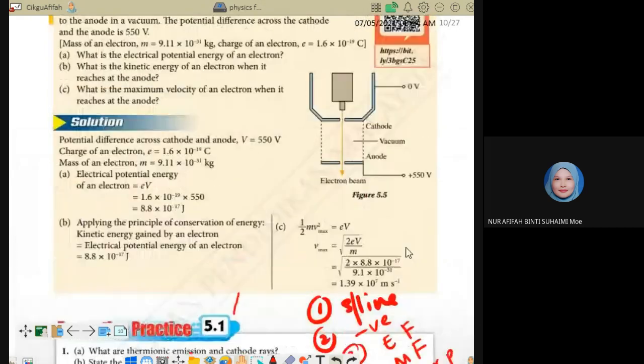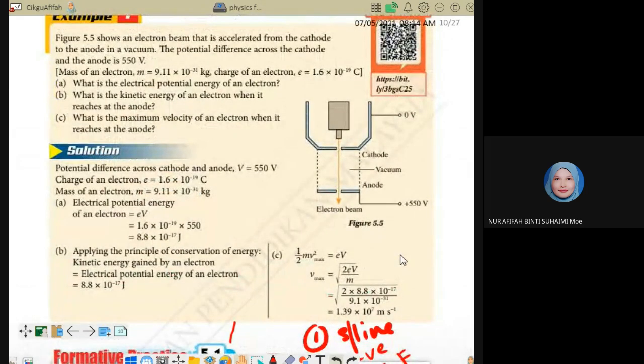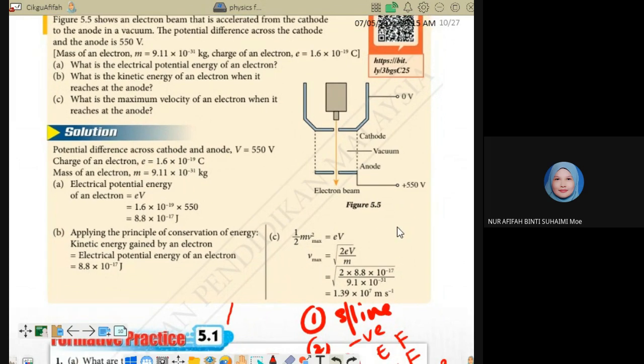And then the last one we relate with the conservation of energy. Yang bahagian atas ni, dia relate dengan conservation of energy, which is kinetic energy equal to electrical potential energy. Okay, yang ni yang potential energy. Conservation of energy. Kinetic energy equal to electrical potential energy, eV. Okay, eV ni kena ingat, electrical potential energy, eV. Kinetic energy equal to eV.